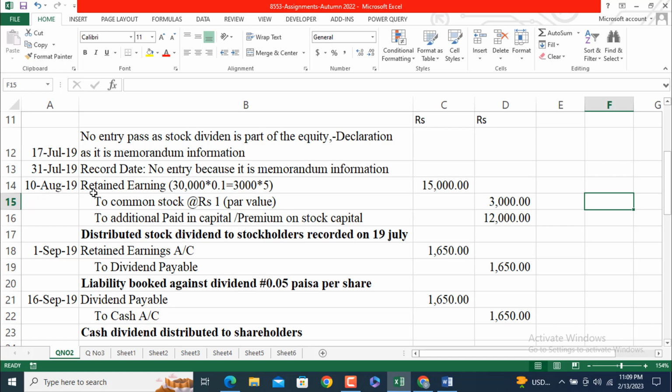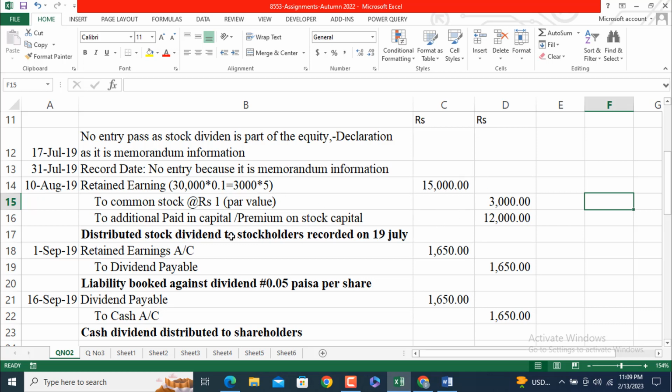So what is the entry here? Because it reduces the retained earnings, the retained earnings account is debited. How much? First we are going to calculate the 10% stock dividend of the total number of outstanding shares, which is 30,000. So we will get 3,000 shares, which will be distributed as a stock dividend, and its market price is 5. So its total price is rupees 15,000.